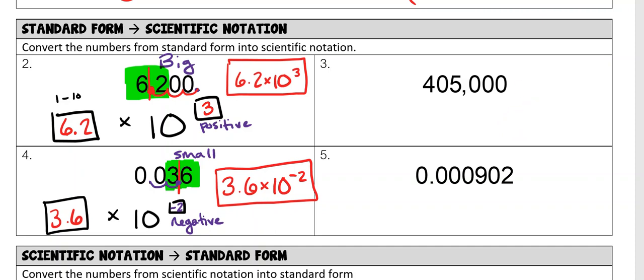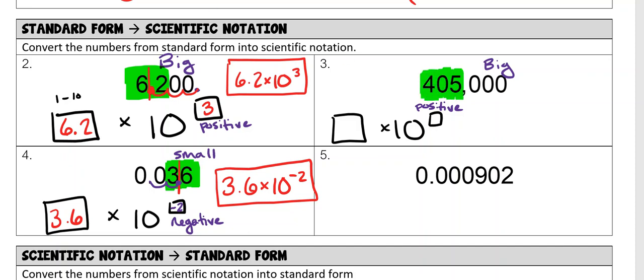All right, so if we look at this one again, this is a big number. So I know my exponent is going to be positive. So we're going to have our number multiplied by 10 to the power, and that's going to be a positive exponent. So now I look at everything that comes before all of the zeros. So even though I have this 0 in the middle here, I'm going to look at where the non-zero numbers stop. So we've got this.